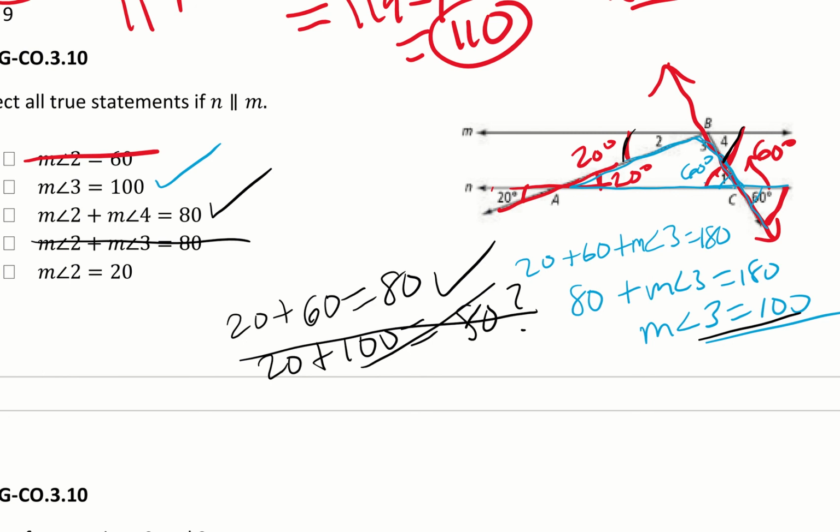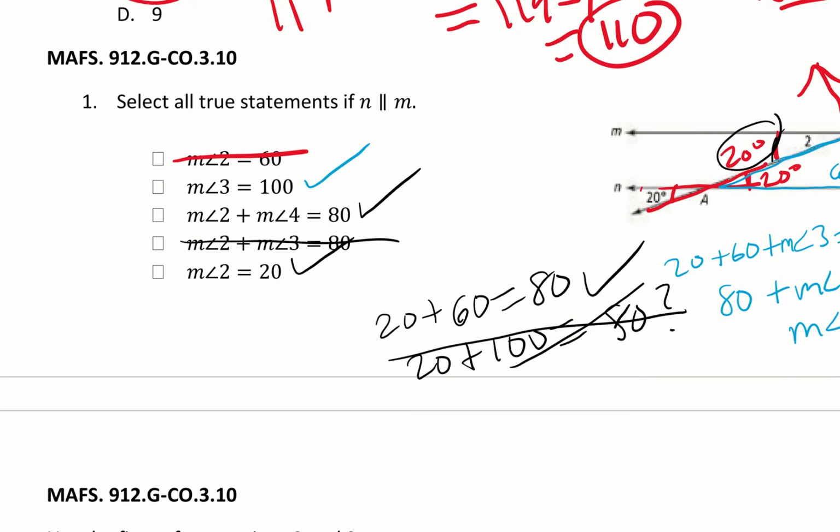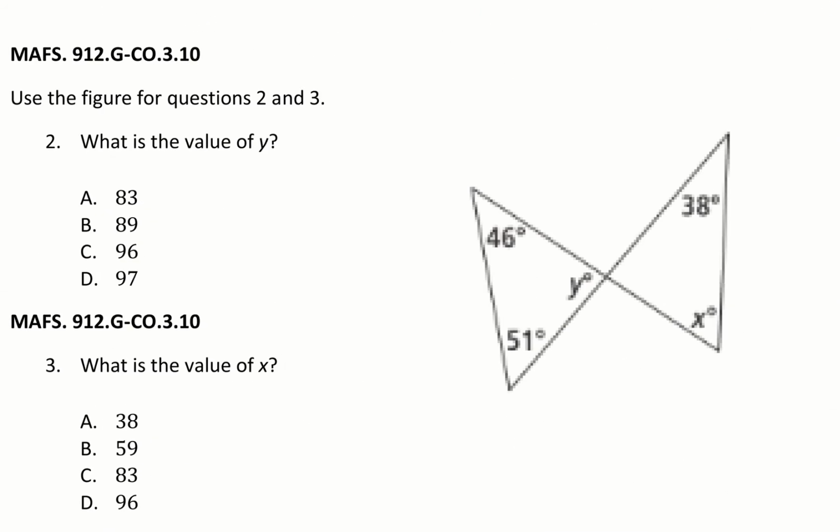Angle 2 is equal to 20. The measure of angle 2, we just said that. Yes, that's on here. So that is correct. So those are the 3 true statements. All right, so next question.